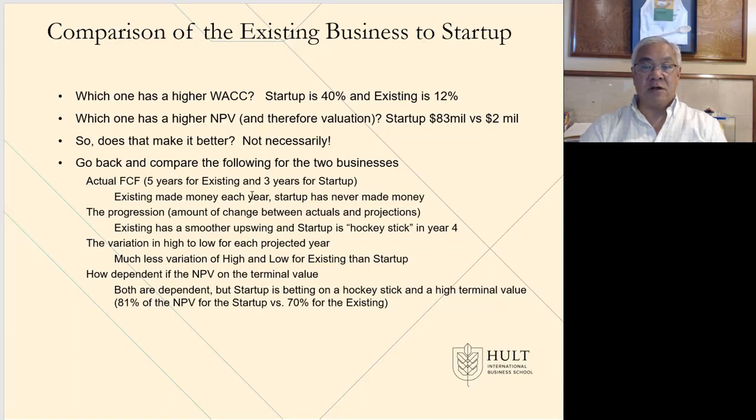First, the actuals for the startup are negative. Secondly, the progression is more of a hockey stick. Next, the variation of high or low is wider because we're less certain as to the outcomes. And finally, we depend a lot on the exit event.